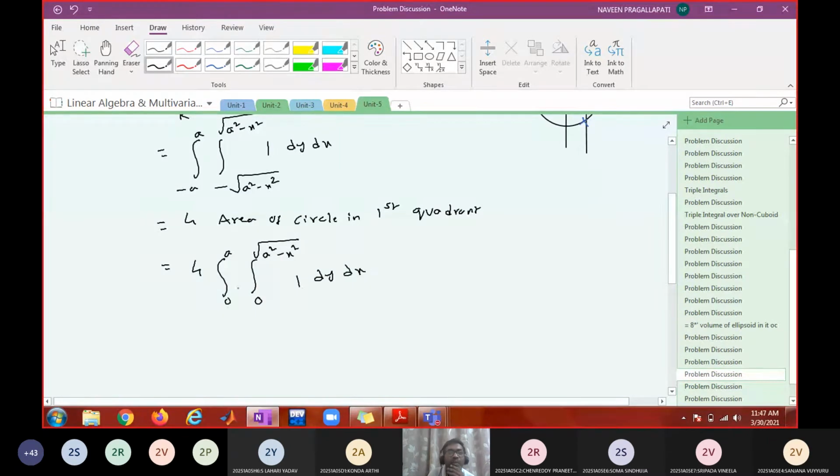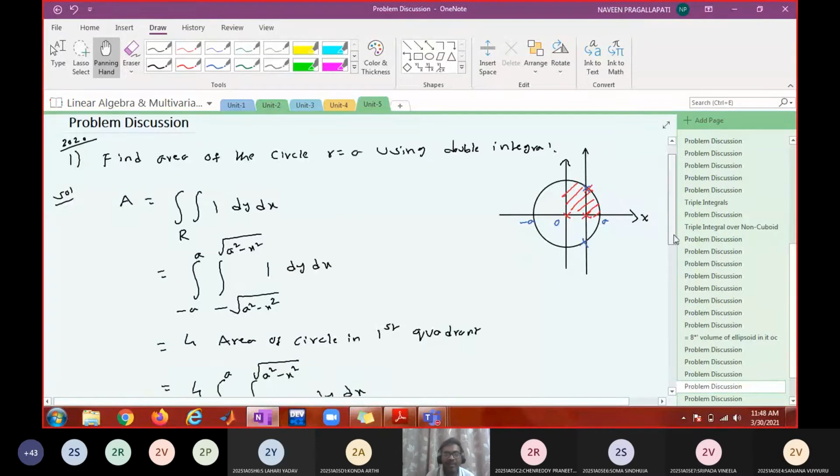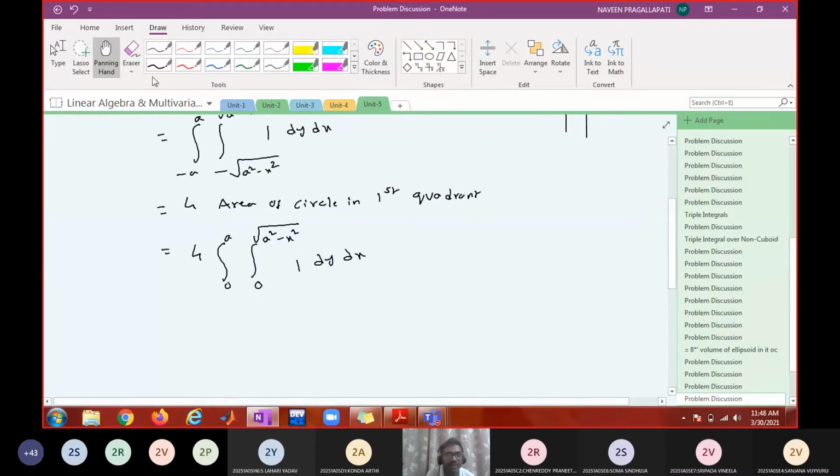Okay, so either you do it in Cartesian form or you convert into polar coordinates. But the question is asked about r equal to a, no? So that means the equation is given in polar coordinates. We'll see that in polar also. For the time being, let me do it in Cartesian, then we'll see the same problem in polar form also.